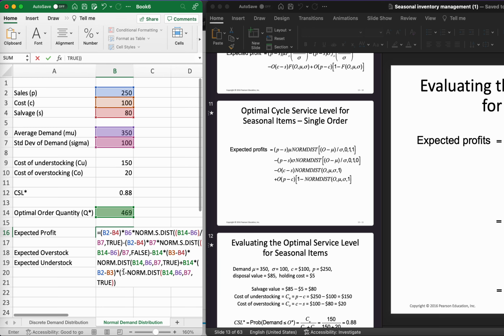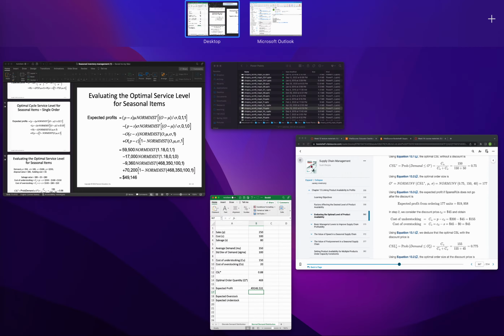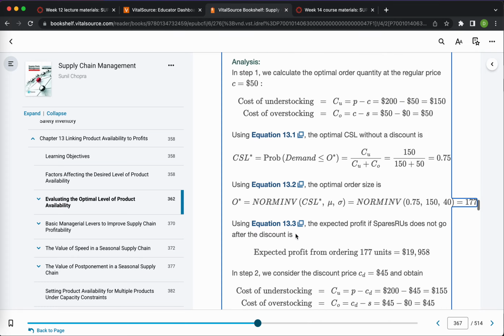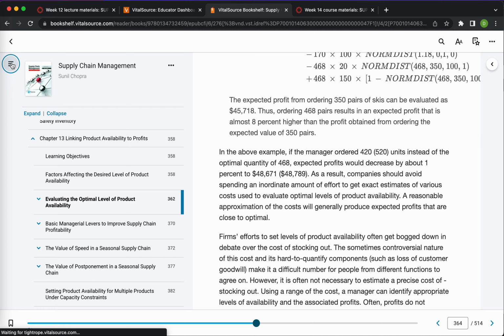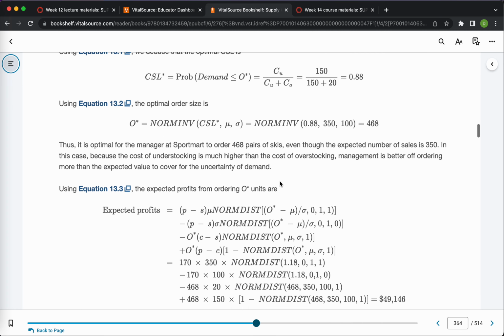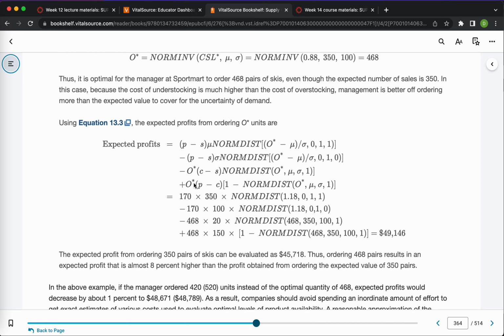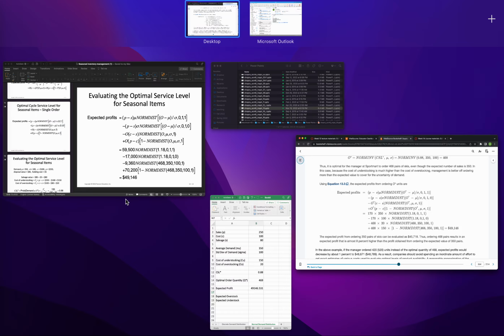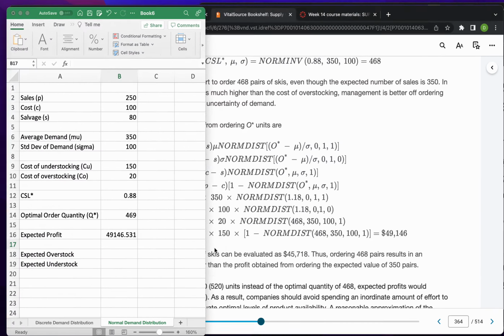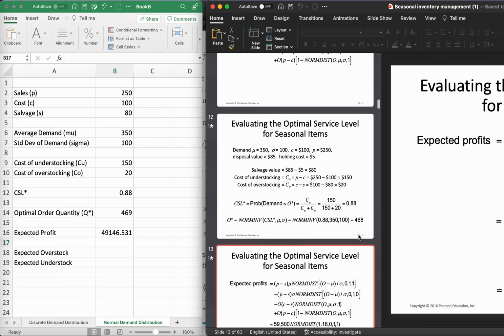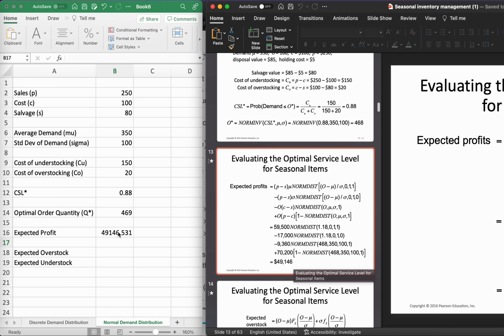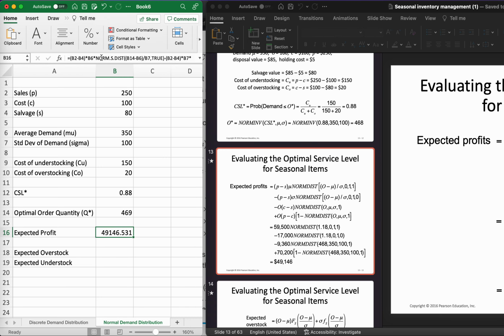Okay, so this whole thing is this formula here, right? Let me quickly check this formula in the textbook just to be sure. Expected profit Q star times P minus C. Yeah, it is still 1. Okay, good. So that's the expected profit value. So what is the number that they got? They got 49,146. So 49,146, that's exactly what we got.